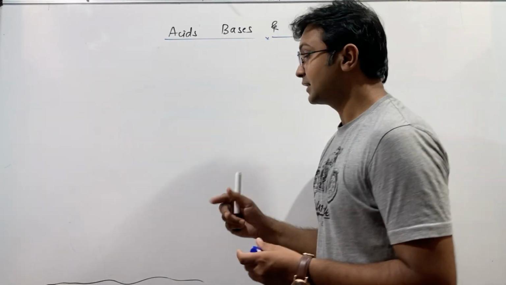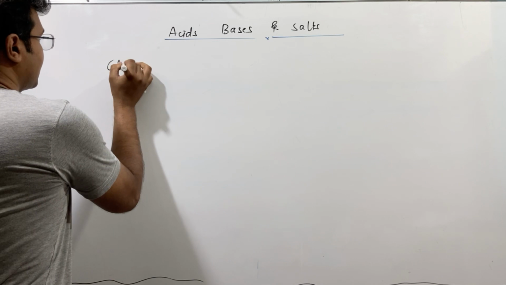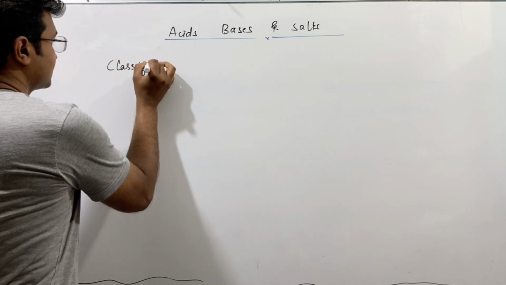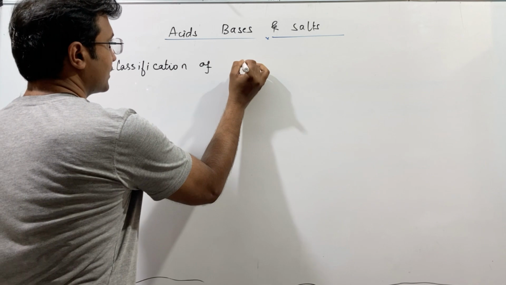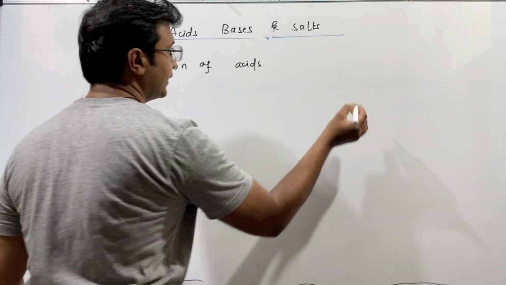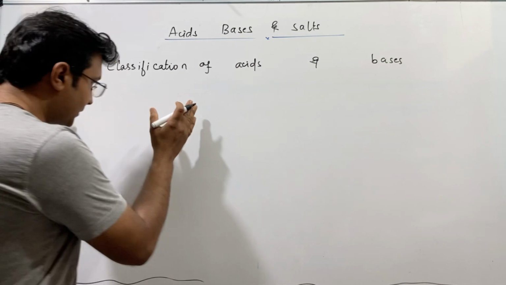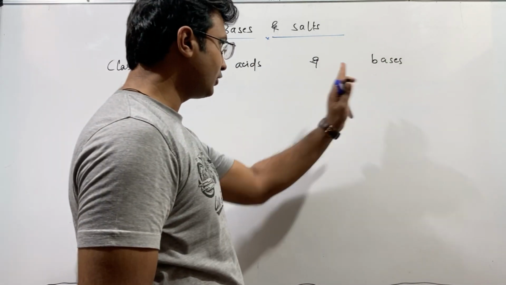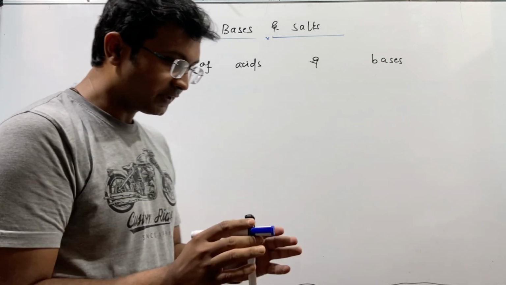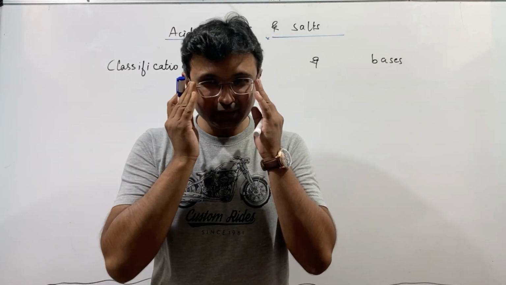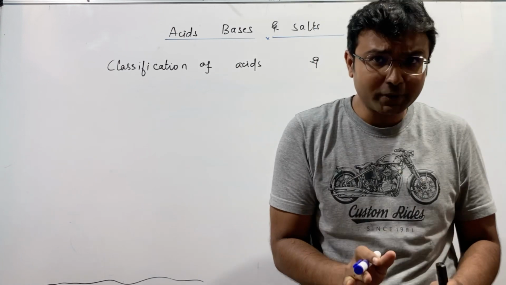Alright, now let's start the classification of acids and bases. So on this part I will be classifying the acids, and on this part I will be classifying the bases. Now first of all, we classify in such a way that the classification is only and only with respect to acid and not with respect to bases.